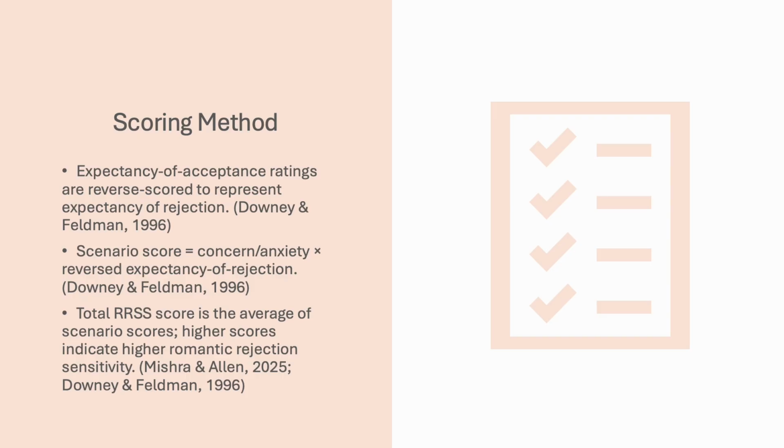This scoring method matters because it reflects the idea that rejection sensitivity is strongest when both components are high at the same time. So the test is not just measuring anxiety, and it's not measuring pessimism. It's measuring the combination of emotional concern and rejection expectancy under ambiguity.